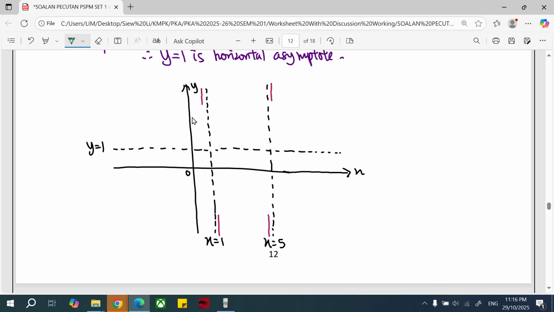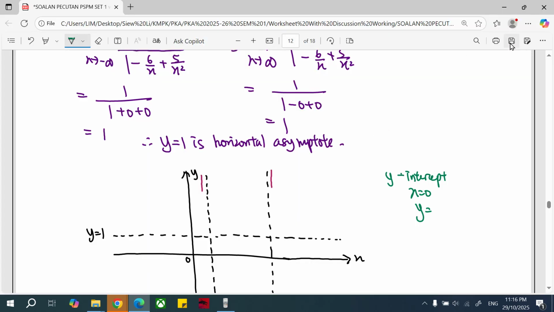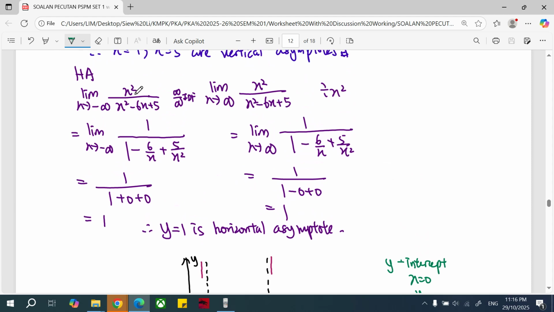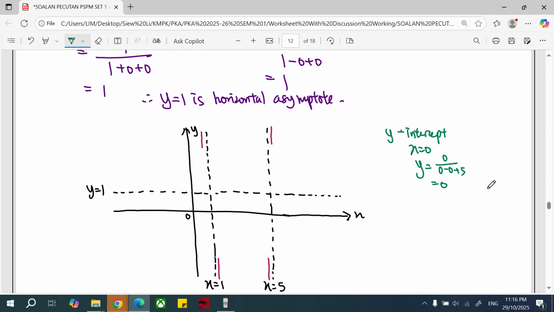We calculate the y-intercept when x equals 0. What is your coordinate? We substitute into our function here, x equals 0. So 0 over 0 minus 0 plus 5, we get 0. So our intersection is at 0, 0, this is the intercept that we need to pass through.